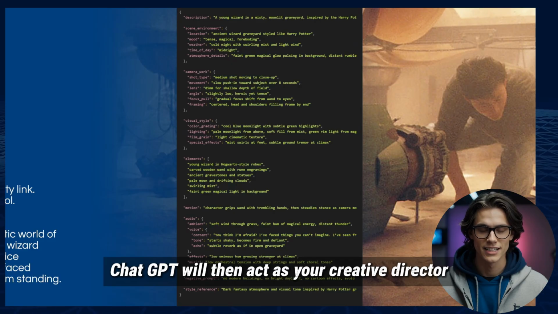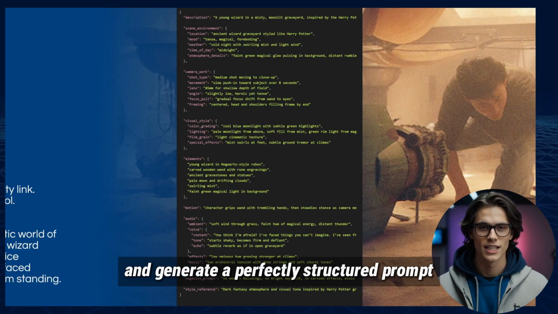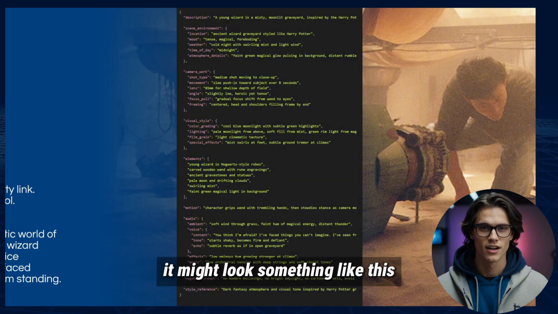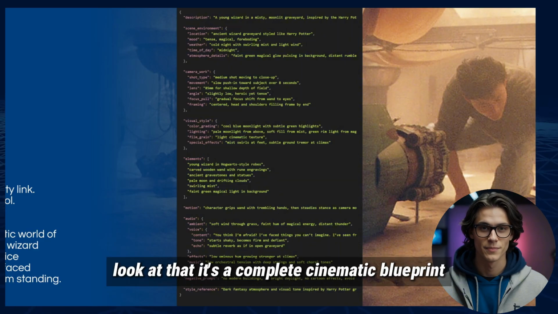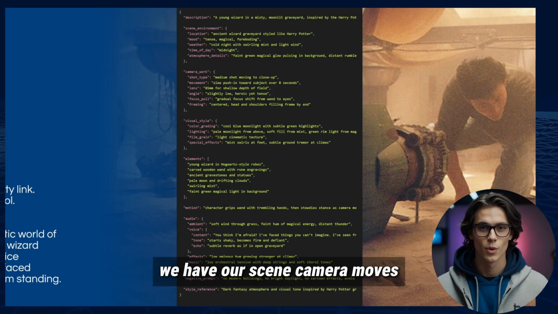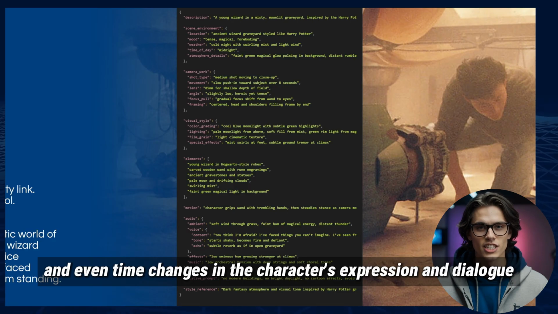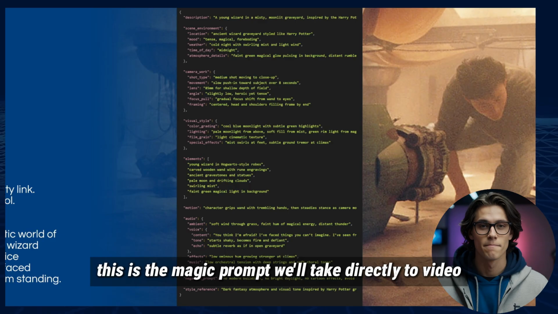ChatGPT will then act as your creative director and generate a perfectly structured prompt. It might look something like this. Look at that. It's a complete cinematic blueprint. We have our scene, camera moves, lighting, and even time changes in the character's expression and dialogue. This is the magic prompt we'll take directly to Veo.